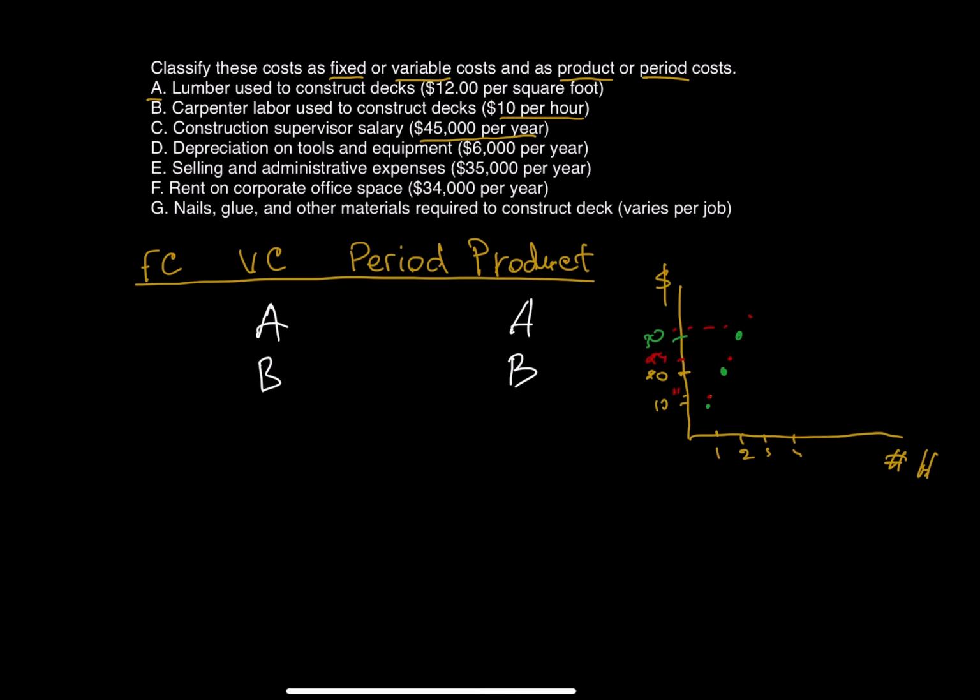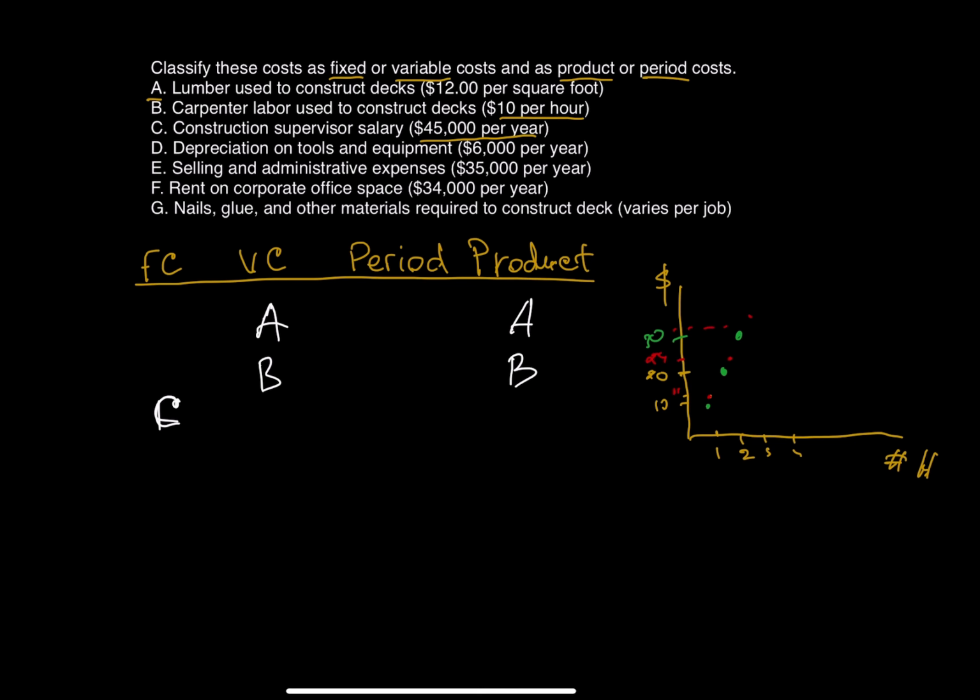We have a fixed cost in terms of the salary. It says that every single year, no matter how many units you produce, you will pay your construction supervisor $45,000. And so that's going to be a fixed cost. It's C, yeah? So the C is going to be a fixed cost for sure.